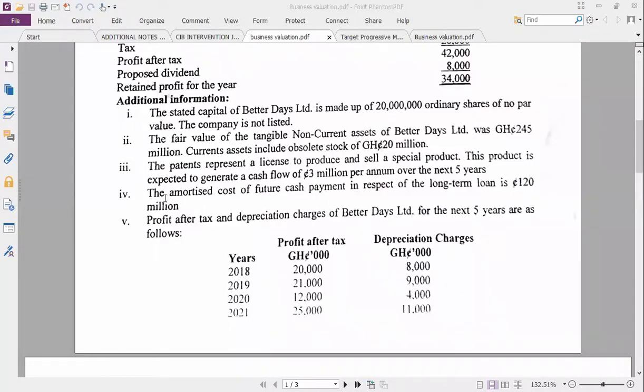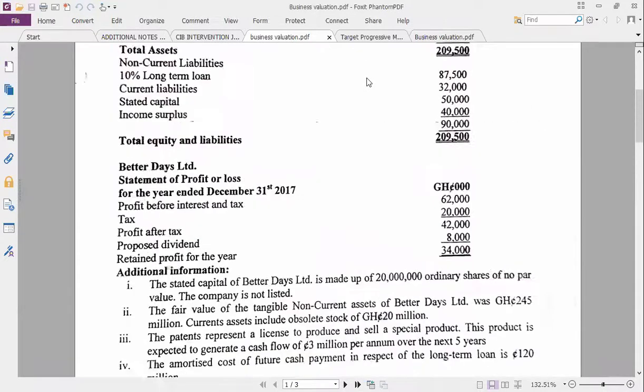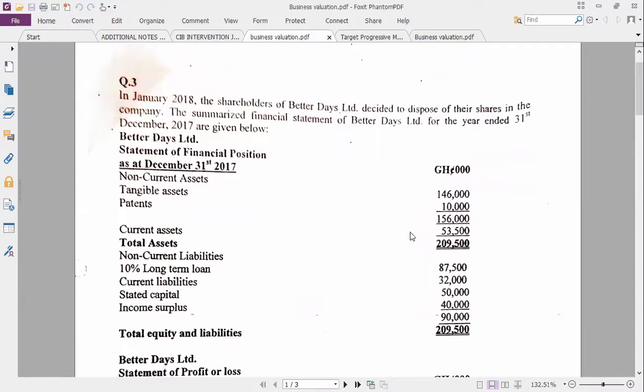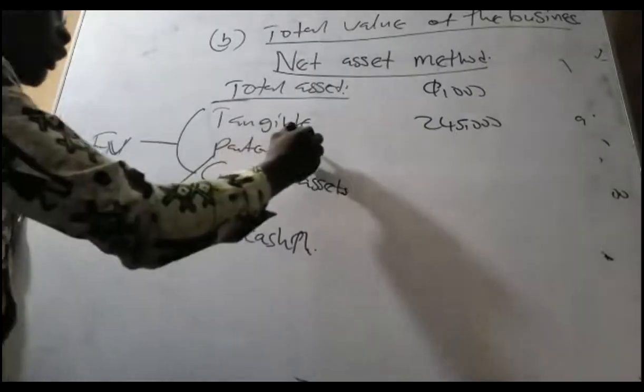The next one says that current assets include obsolete stock of 20 million. If it's obsolete, what do you do? You write it off so that we reduce the current asset. Let's go and pick the current asset and reduce it by 20 million. Current asset is 53,500, minus 20 million.